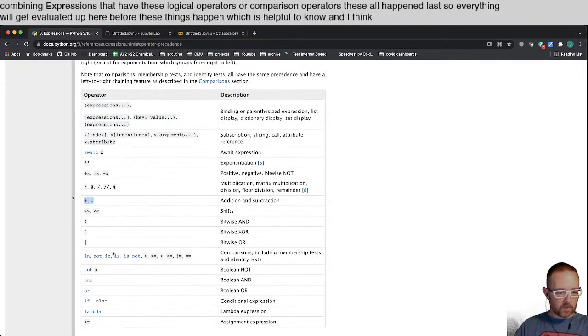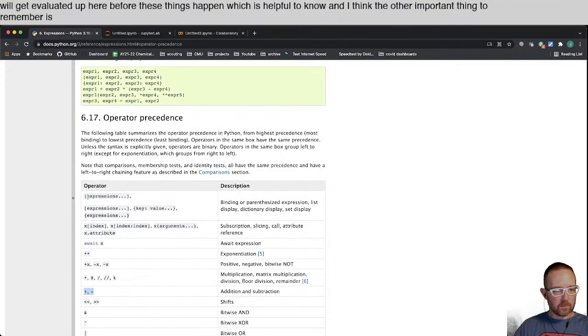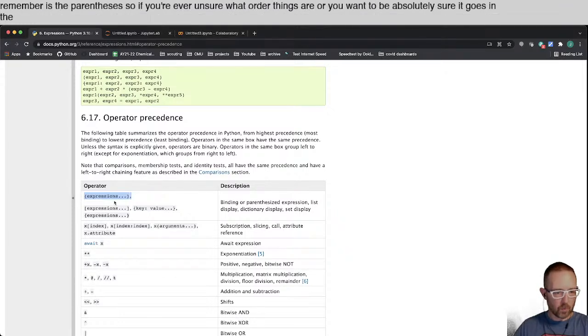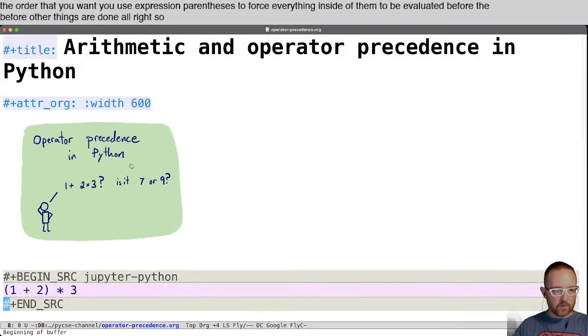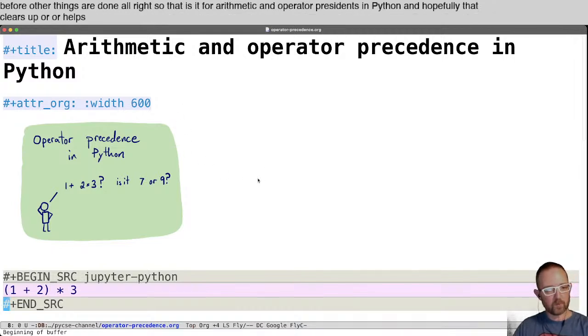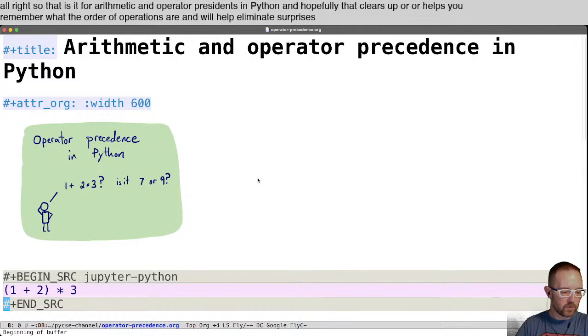I think the other important thing to remember is the parentheses. If you're ever unsure what order things are, or you want to be absolutely sure it goes in the order that you want, you use parentheses to force everything inside of them to be evaluated before other things are done. All right, so that is it for arithmetic and operator precedence in Python, and hopefully that helps you remember what the order of operations are, and will help eliminate surprises where you don't get exactly what you expected.